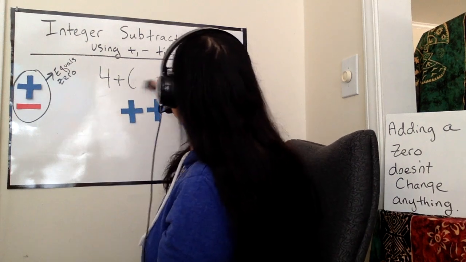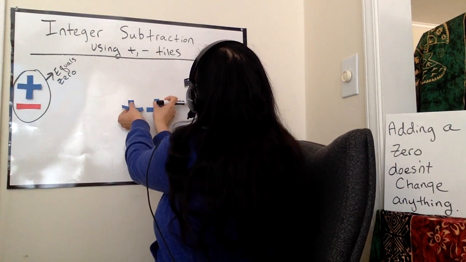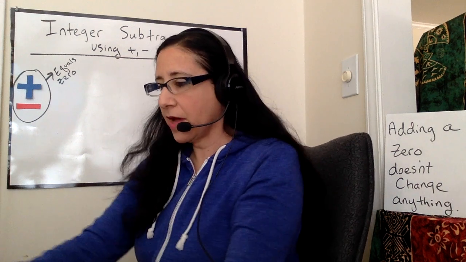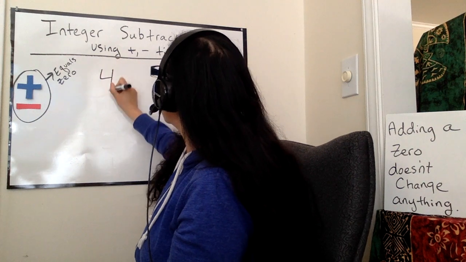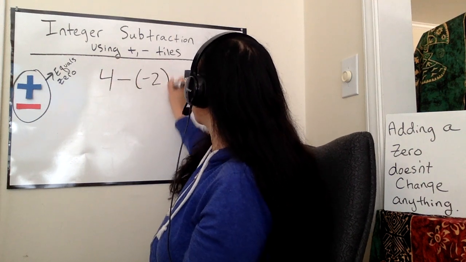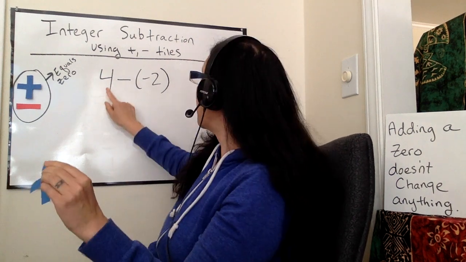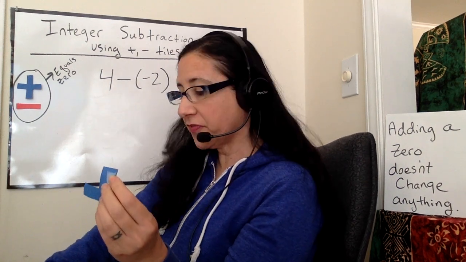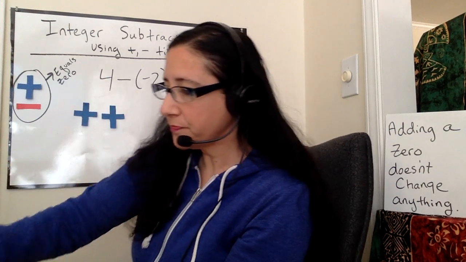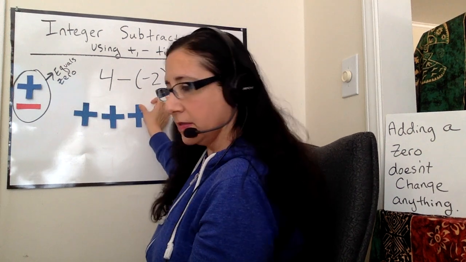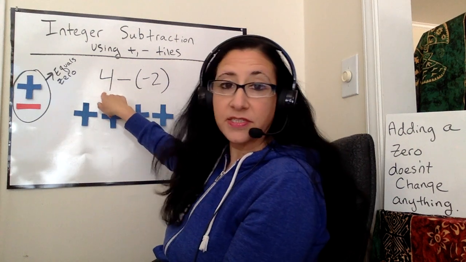Okay, so I'm going to erase this. This time, let's change it. I'm going to remove the positive tiles I have in here. Okay, let's change it now to 4 minus negative 2. Okay, so the process is still the same. I'm still going to start with 4 positives because that's my first number. Okay, so 1, 2, 3, 4. Okay, that represents this first number.